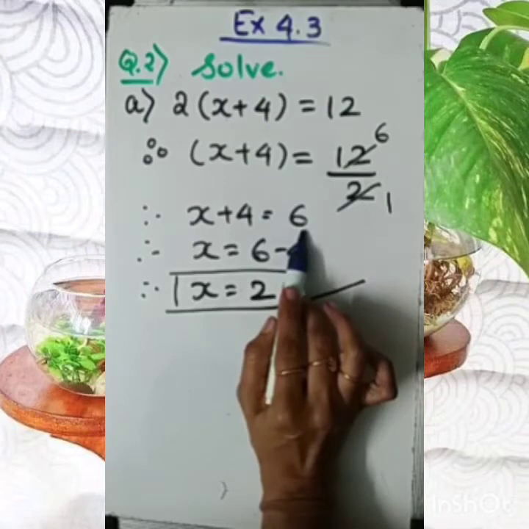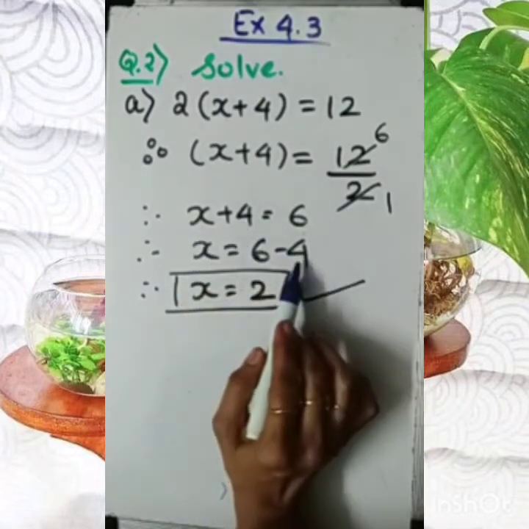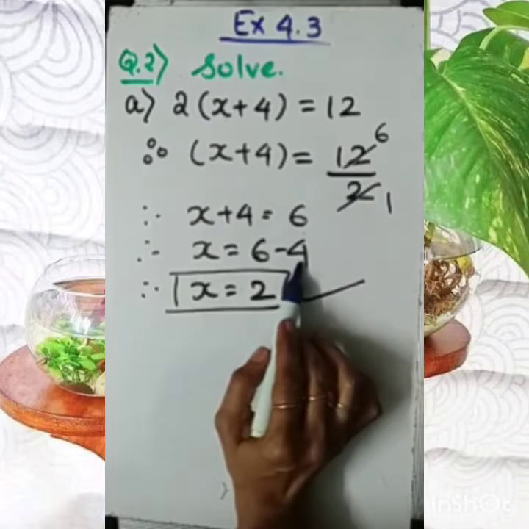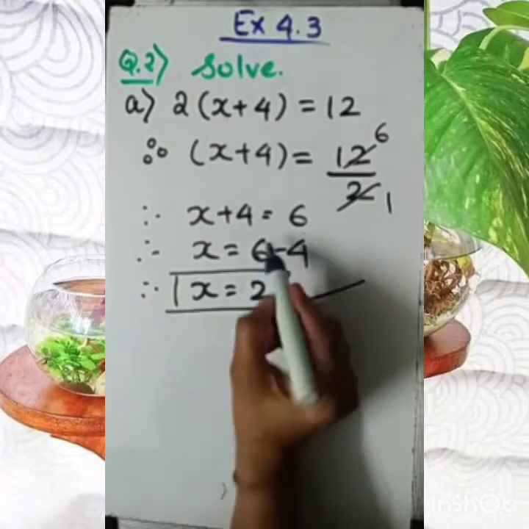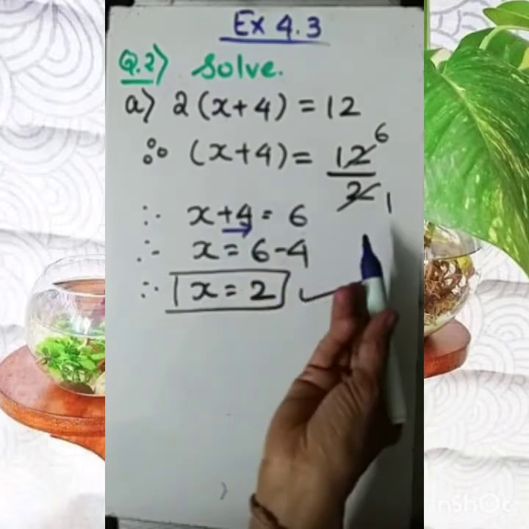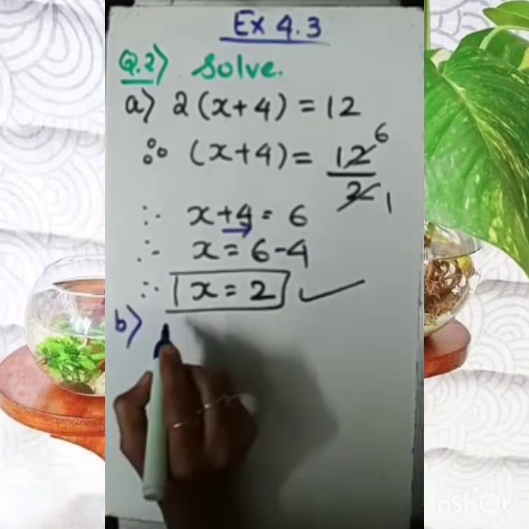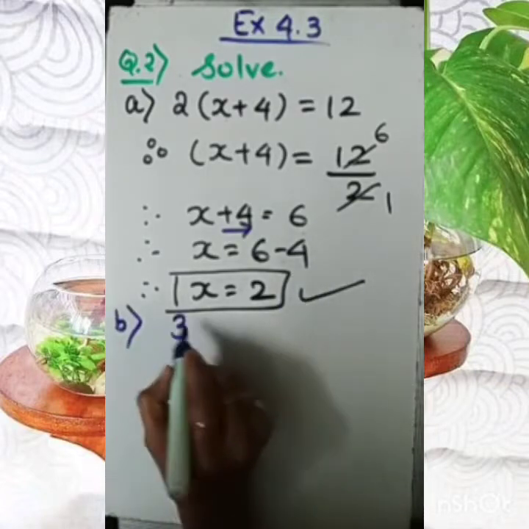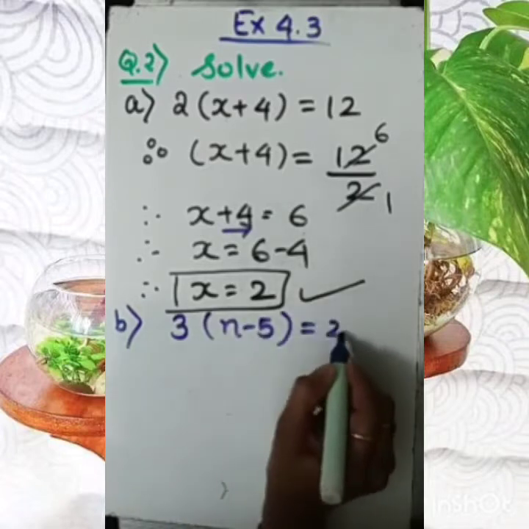Very simple. So dear student, this plus 4 will be shifted to that side, so it becomes minus 4, and 6 minus 4, that is 2. Here we are transposing. Actually, this is plus, so we are transposing it to this side, so it becomes minus. Now let's go with b. We are given 3 in bracket n minus 5 equal to 21.